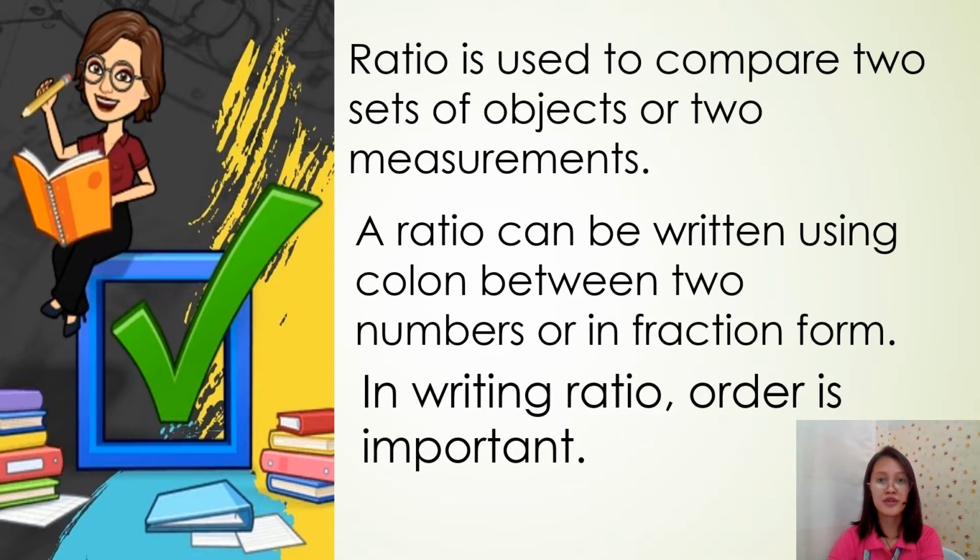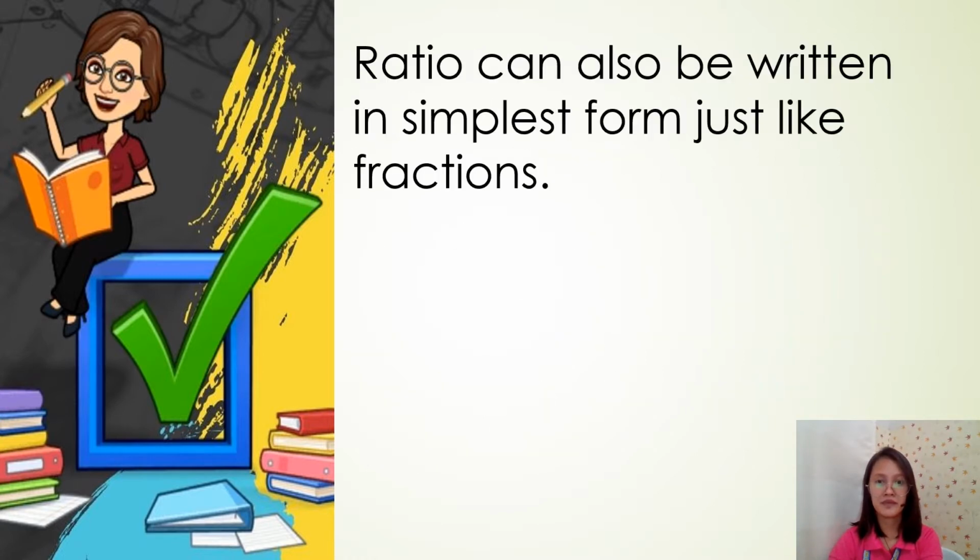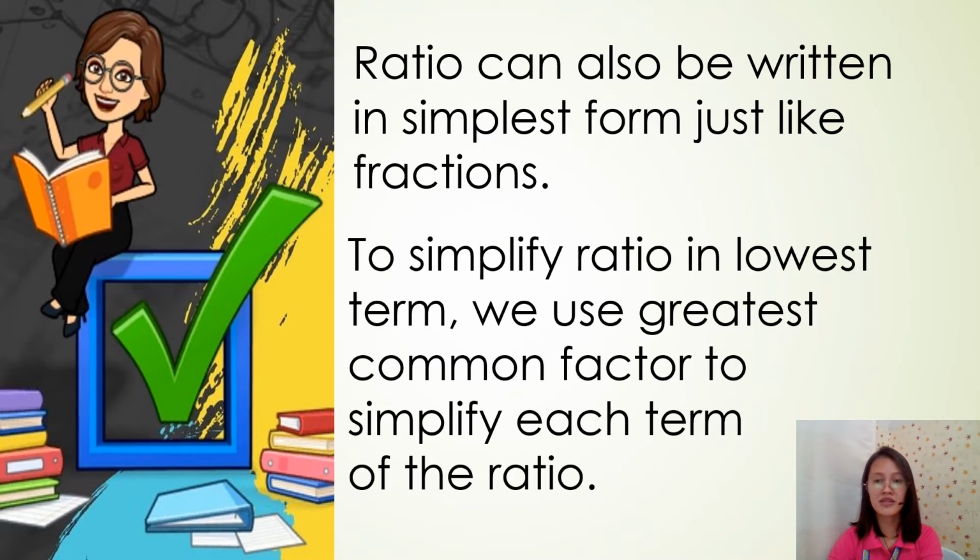Meaning, kung ano po yung nasa statement natin, dapat yun din ang makikita sa ating symbol. Kung ano yung unang term na nag-appear sa ating statement, kailangan yun din ang makikita natin sa ating symbol. Aside from that, ratio can also be written in simplest form, just like fractions. And for you to be able to simplify a ratio, you must use the greatest common factor to simplify each term of the ratio. And how are we going to do that?